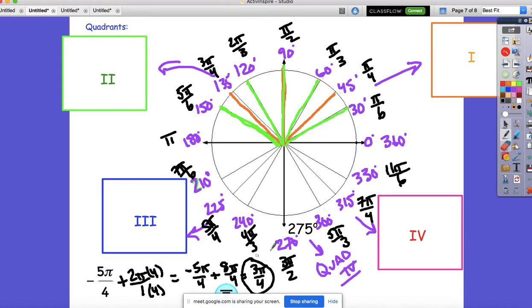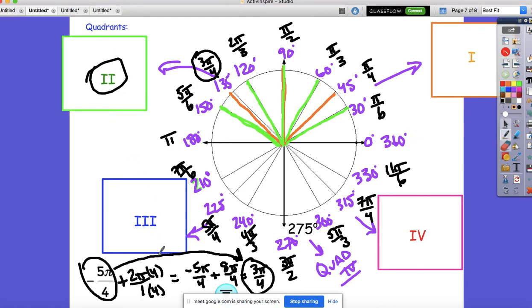This is an angle that is on here. 3 pi over 4 is right here. So this negative 5 pi over 4 is the exact same thing as 3 pi over 4. And knowing that, I can answer the question. I know that it's in quadrant 2. Or I could convert this to degrees if you like degrees better and go that route to figure out what quadrant it's in. Any questions about this stuff so far here?